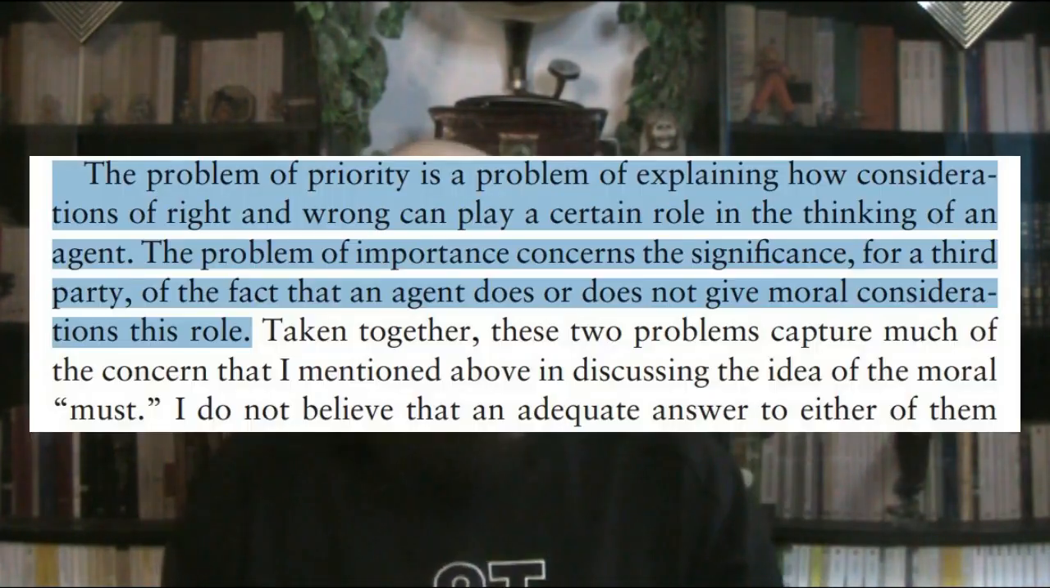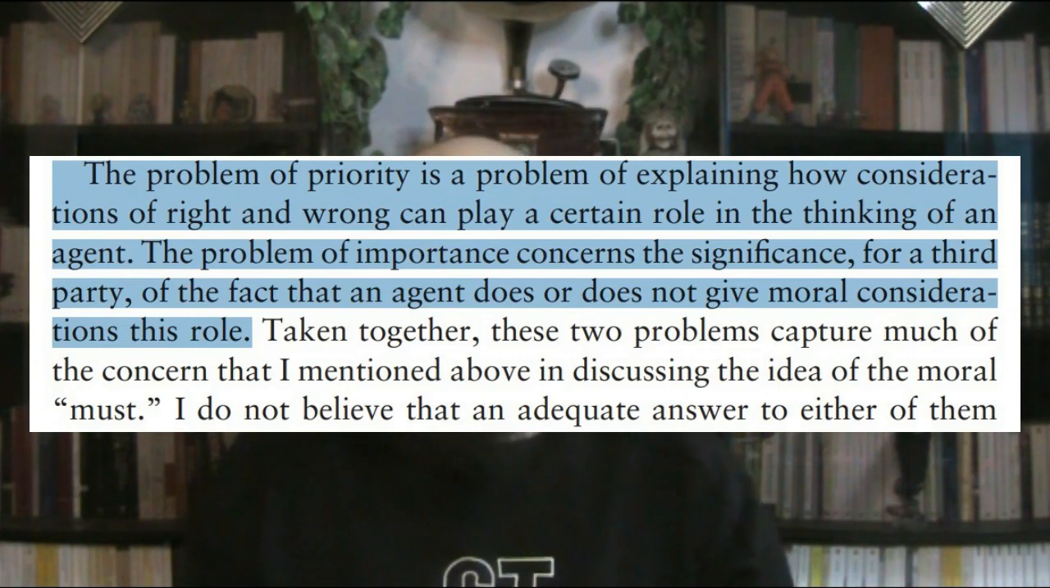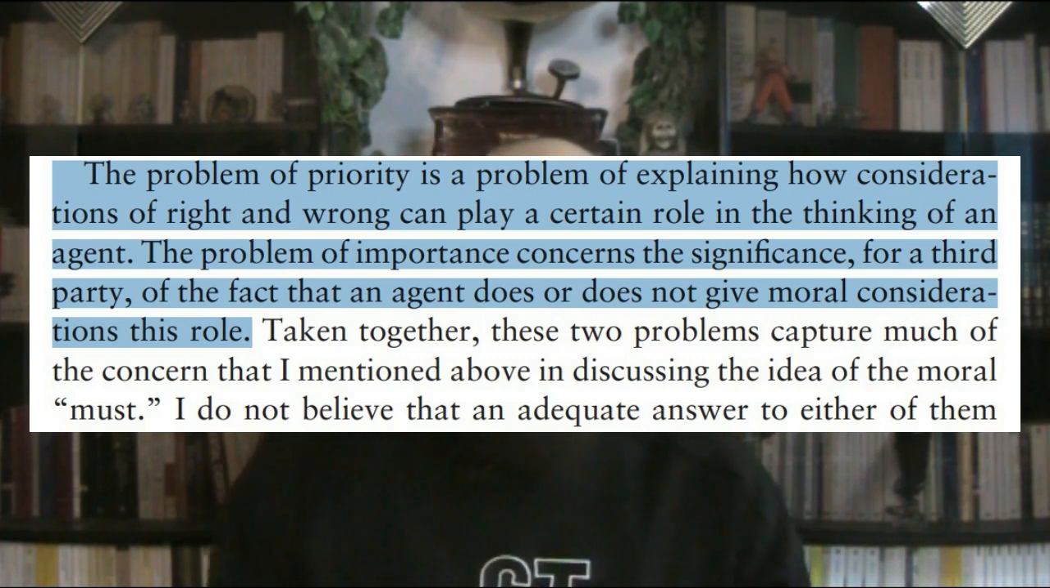Quote, "The problem of priority is a problem of explaining how considerations of right and wrong can play a certain role in the thinking of an agent, and the problem of importance concerns the significance for a third party of the fact that an agent does or does not give moral considerations this role." So these are the two main requirements for a moral theory of motivation to explain why considerations of right or wrong have the priority in our thinking, and what's the importance an agent gives to such considerations.